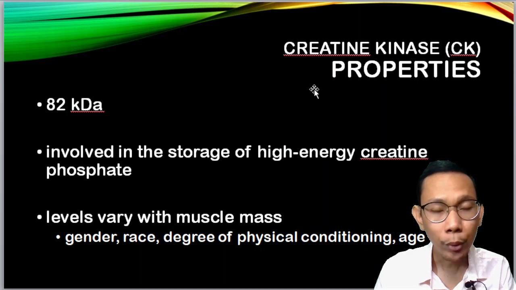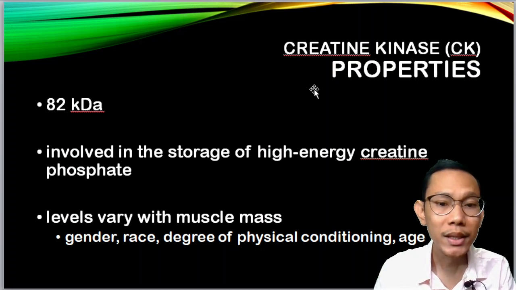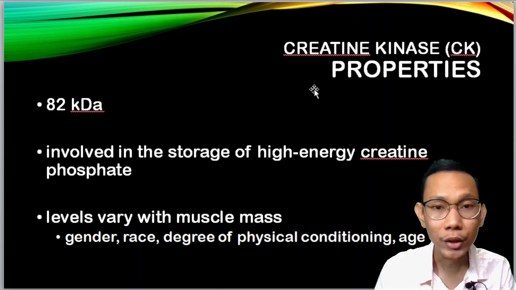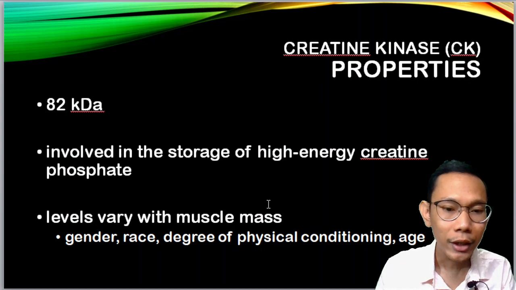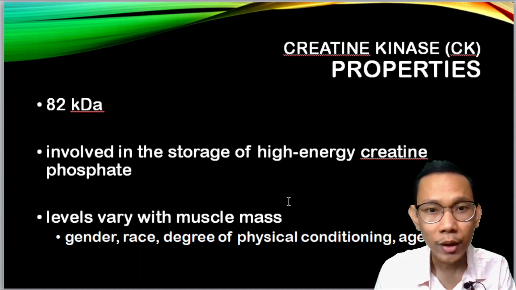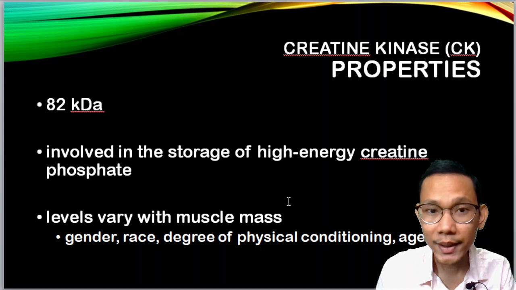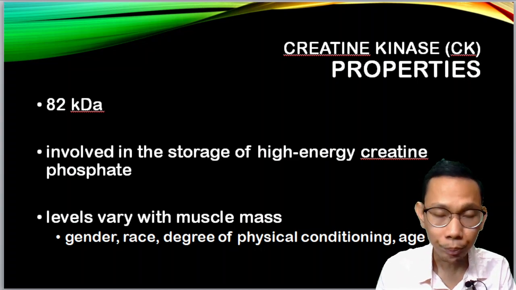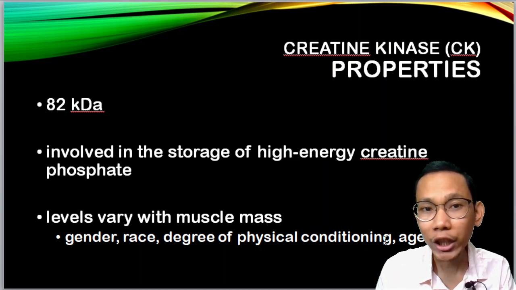Your CK is approximately 82 kilodaltons. It is involved in the storage of your high energy creatine phosphate, and levels vary with muscle mass, meaning with gender: males have more muscle mass compared to female patients because females have more fat than muscle mass. It also varies with race and degree of physical conditioning; those who are physically active, who are exercising, tend to have more muscle mass compared to a normal individual. For age, aged patients have lesser muscle mass compared to those around 20 to 40 years old.